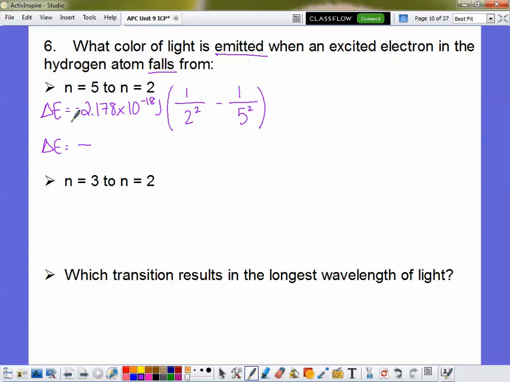You're never going to be asked to do a calculation like this on the AP exam. And if I ask you to do a calculation like this on your test, I will give you the formula.